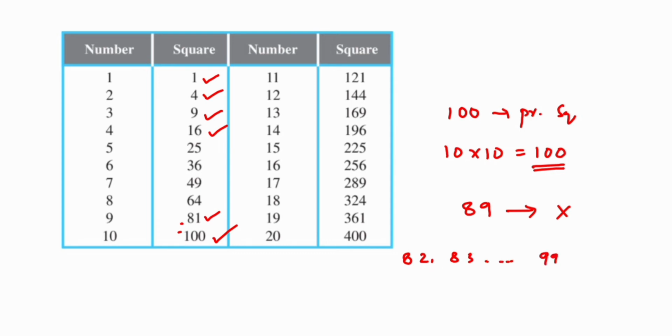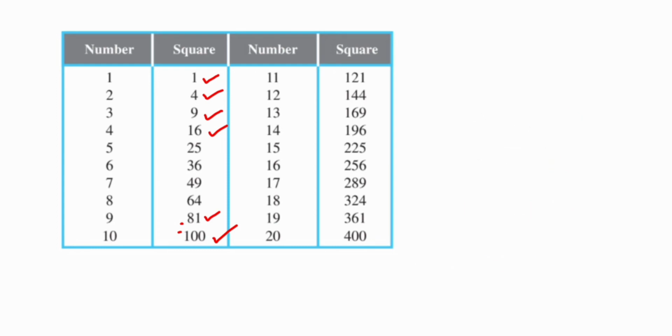So only a few numbers are perfect. I hope it's clear that not all numbers are perfect squares, only a few are. Now let us jump into the properties. I'm going to explain a few of the important properties today, not all, but some.